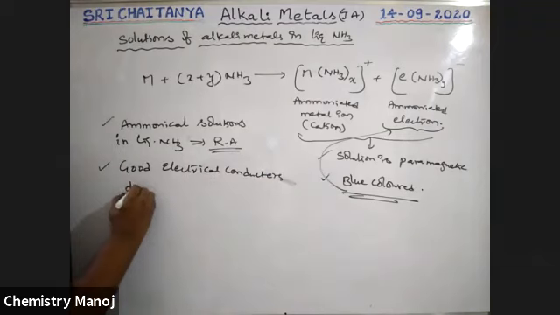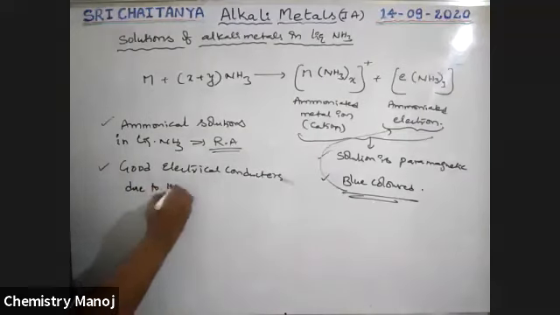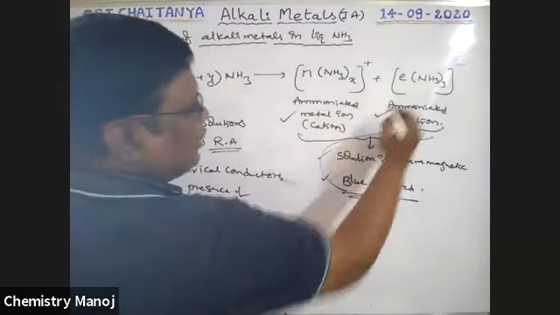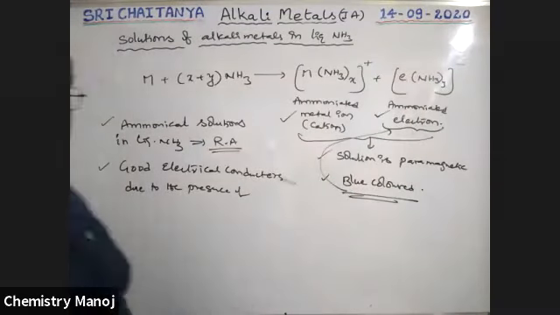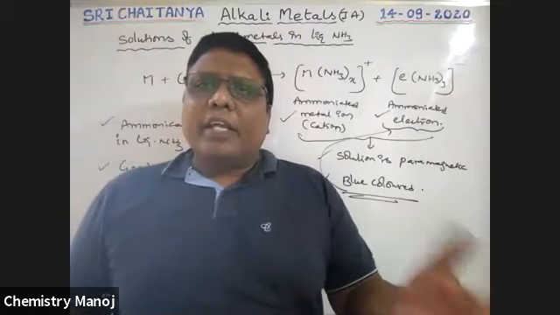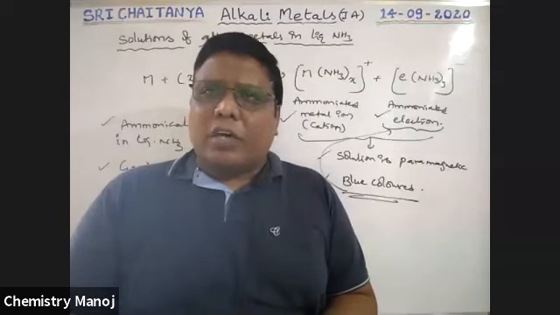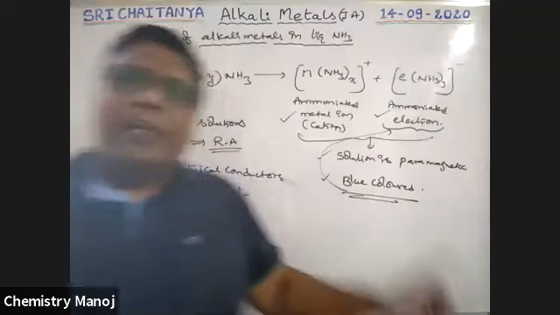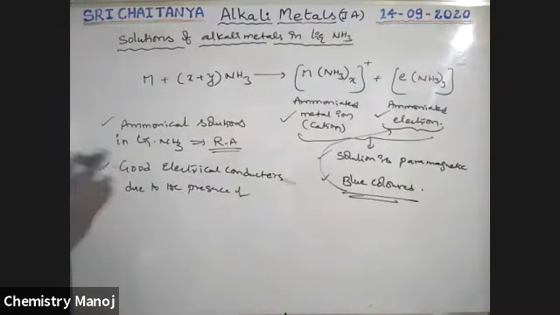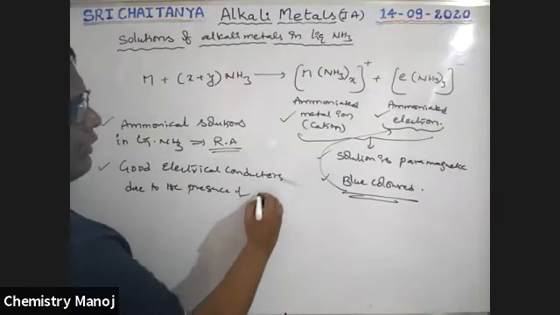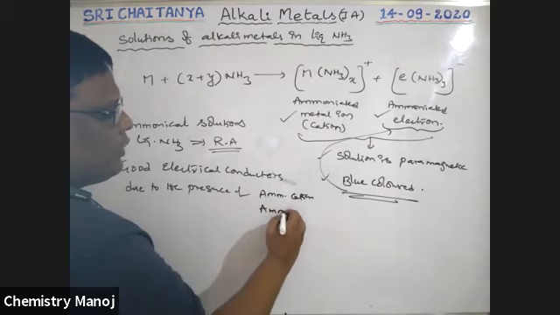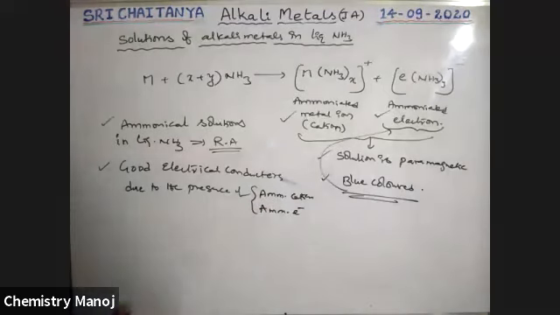These are good conductors due to the presence of the ammoniated cation and ammoniated electrons. Electrical conductivity is due to the mobility of ions or electrons. So the ammoniated cations and ammoniated electrons are responsible for the conductivity. These are good conductors due to the presence of ammoniated cation and ammoniated electron.